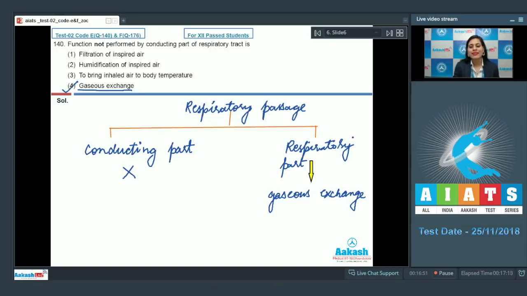because this function is performed by the respiratory part of the respiratory passage rather than the conducting part of respiratory tract, because it performs the function of filtering the inspired air. So very first option is correct, but as this conducting part performs the function of filtration of inspired air, this cannot be a correct answer. This part also helps in humidification of inspired air, so this cannot be a correct answer. And it also brings inhaled air to body temperature, so this cannot be a correct answer. So the correct answer for this question is option number 4. Let's move on to the next question.